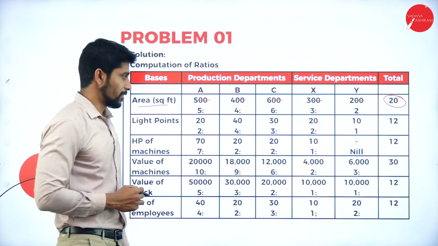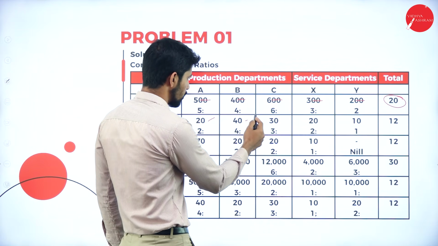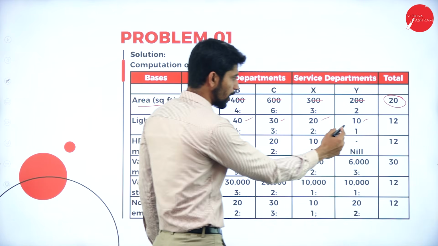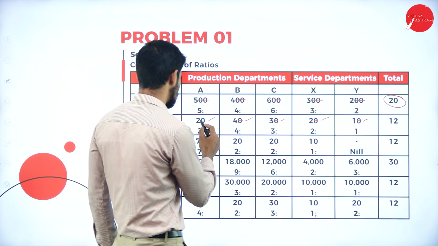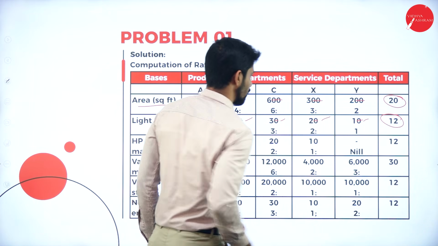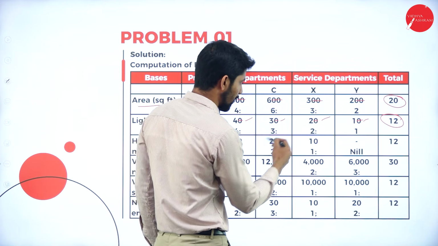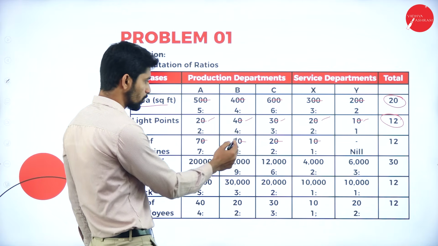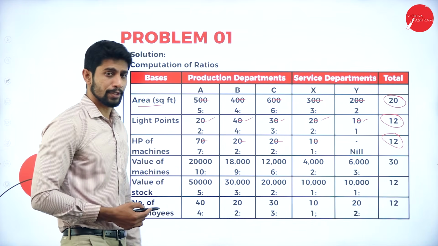Next, lighting points. Here you can see lighting points: 20, 40, 30, 20, 10. Everywhere you have single zeros, so cancel the zeros. What is the balance you will get? 2:4:3:2:1. Total 12. HP of machines: 70, 20, 20, 10, nil. Cancel 0. You get 7:2:2:1. Total 12.